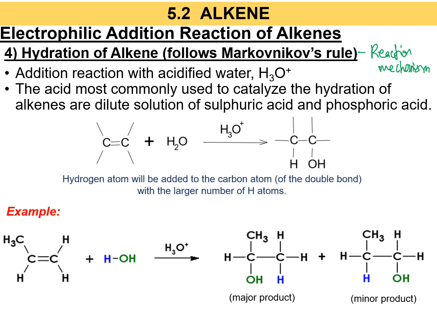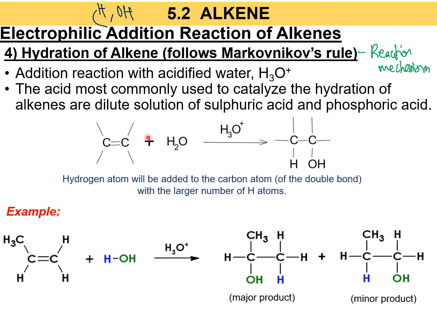But first thing first, you just need to know bila you buat hydration of alkene, kita akan gunakan reagent H2O dengan acidified water H3O+. Okay, since this is an addition reaction, kita akan add dua benda. Apa benda tu? Kita akan add hydrogen and also OH. But since dia pun follow Markovnikov's rule, hydrogen ni kena add pada carbon double bond yang banyak hydrogen atoms.